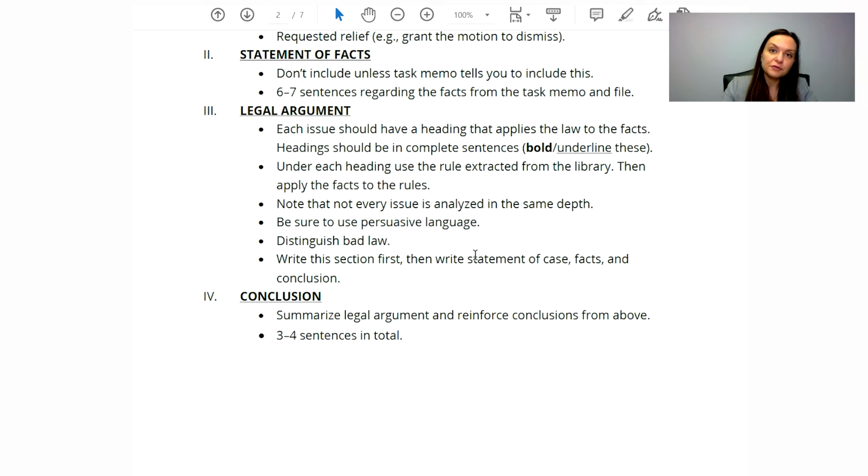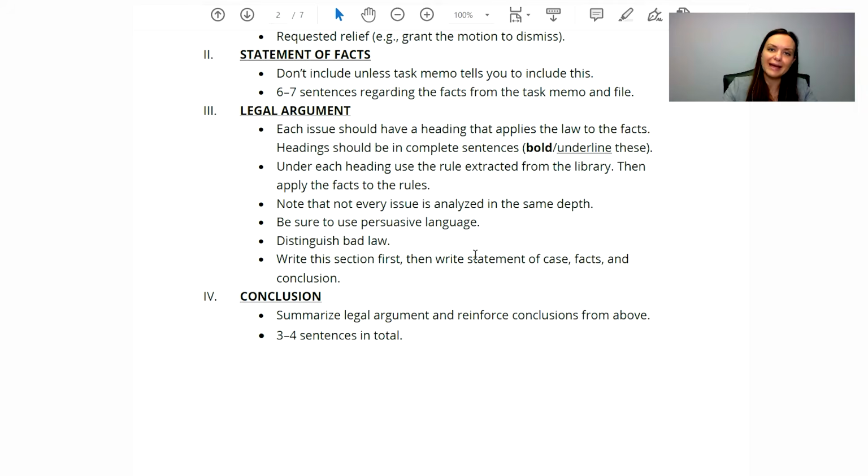Now, after you've crafted your headings or under each heading, you're going to be following the rule, analysis, conclusion format to a basic degree. So that means as you're extracting the rules from your library, those rules are going to fall under each heading. Then you'll have an analysis section where you are applying the facts to the rules.